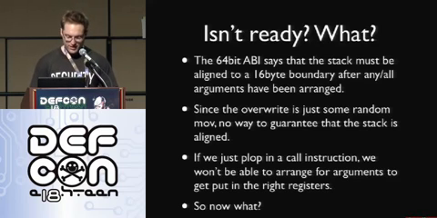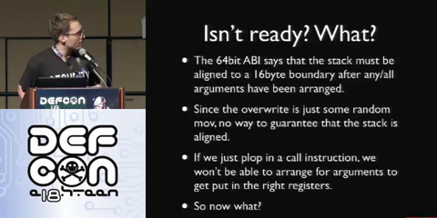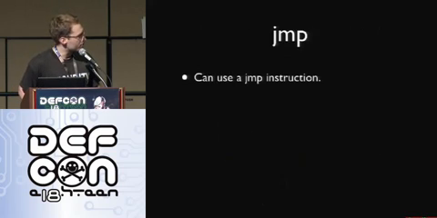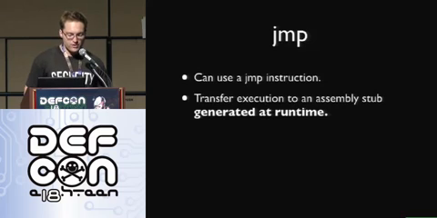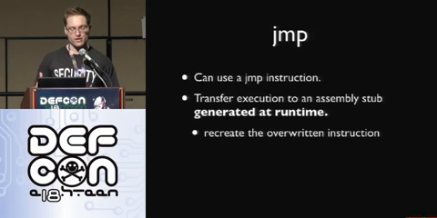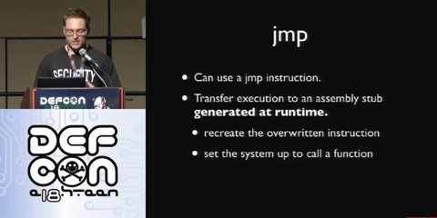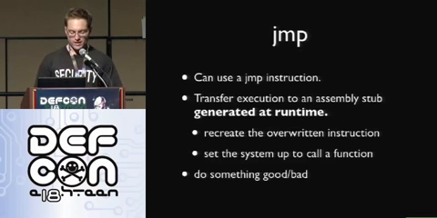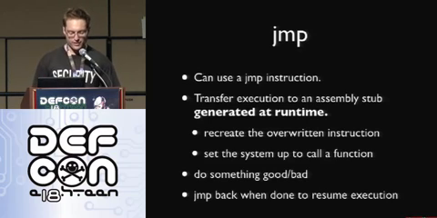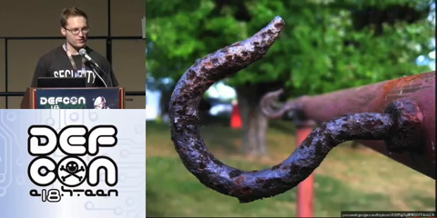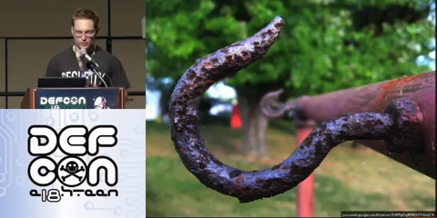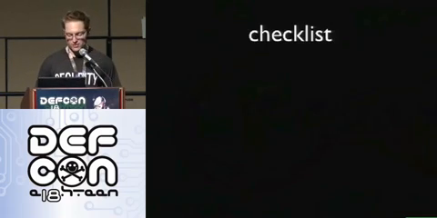Well, it turns out that we can actually use another type of instruction instead. We can actually just use a jump. We can insert a jump instruction, transfer execution to an assembly stub that we generate at runtime, and then recreate the instruction we just overwrote, set the system up to call a function, and then do whatever we're going to do, whether it's good or bad or whatever, and then jump back and resume execution as if nothing happened. And this is sort of like the crusty third hook that you need to pull this off.